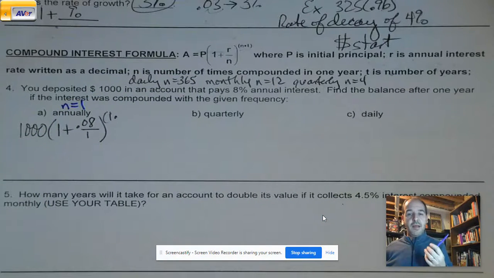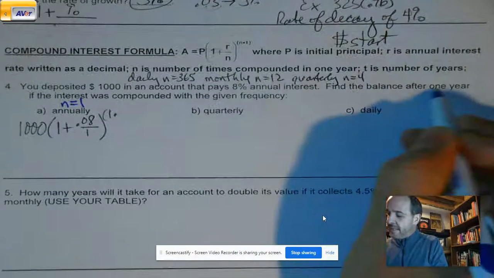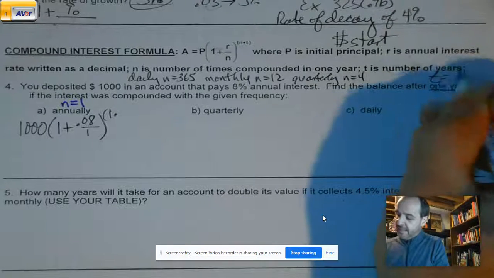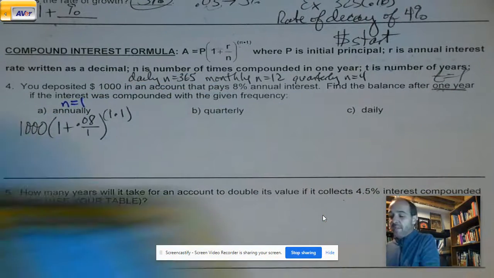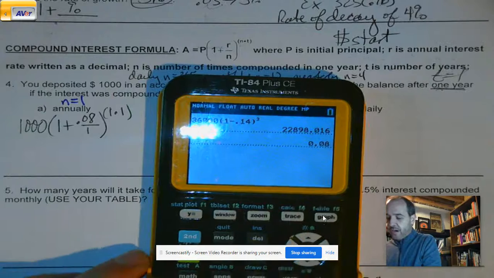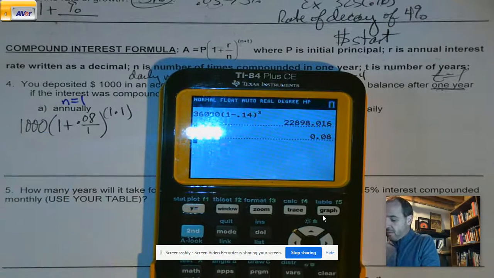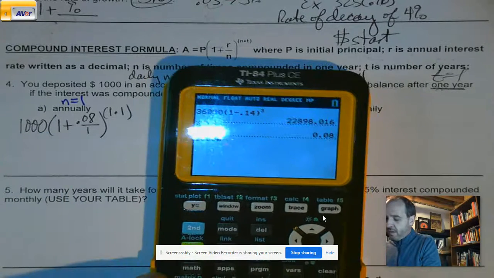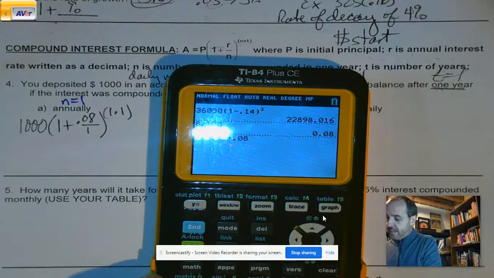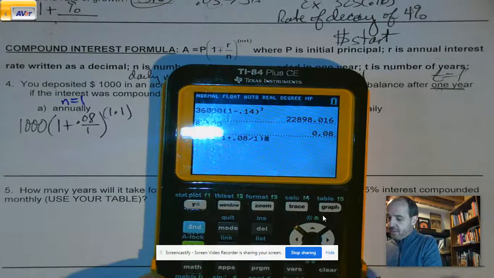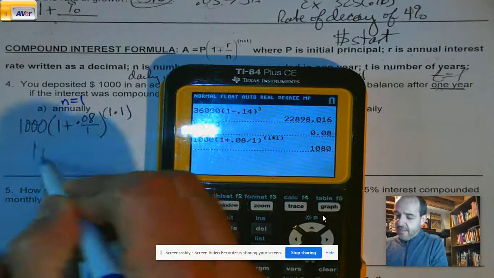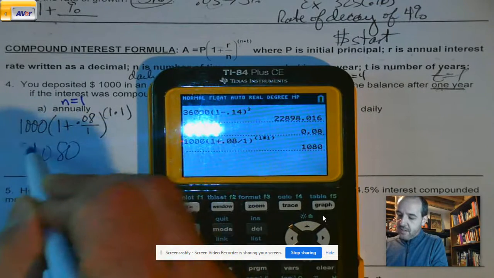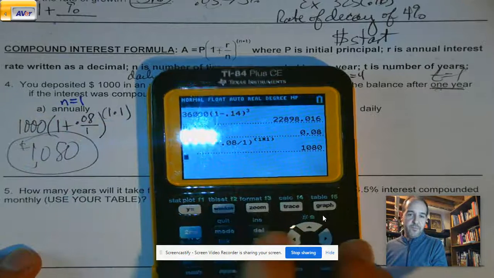It says find the balance after 1 year. So in this case, my T is going to be 1. So we're just going to put the 1 in here. And you can use the table, but you don't need to here because we're only looking for one thing. 1,000 times 1 plus 0.08 divided by 1, to the 1 times 1 power. And I would have $1,080 at the end of that year.